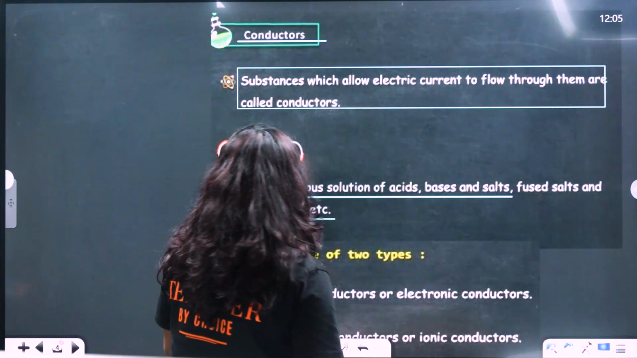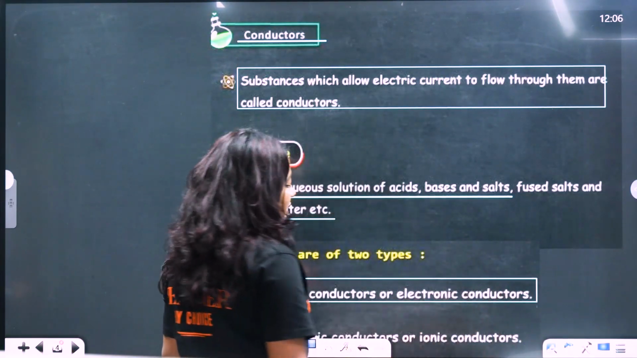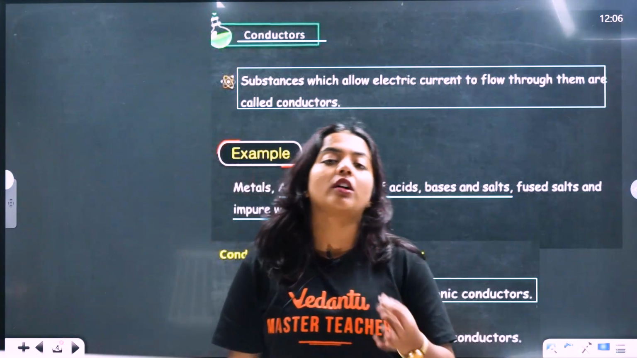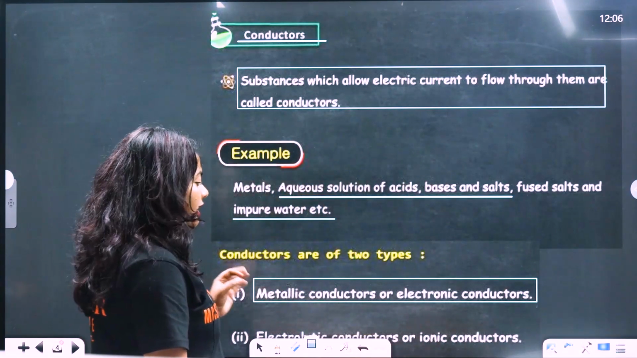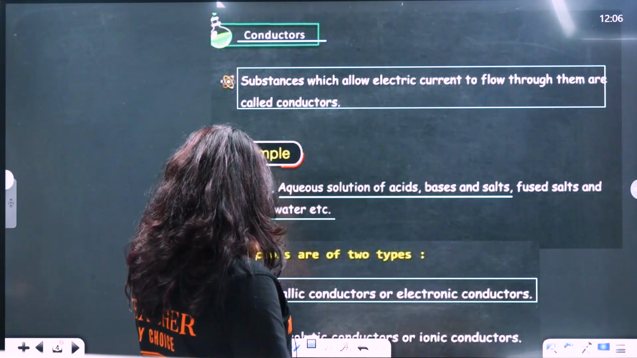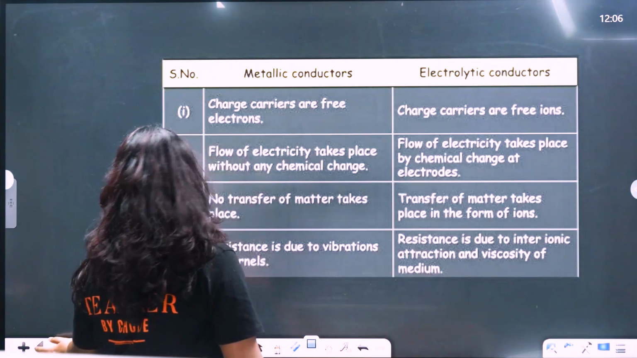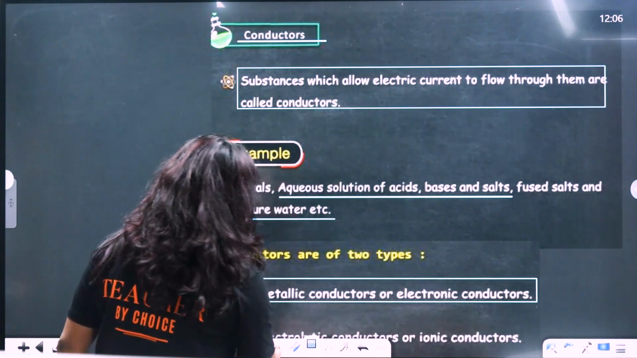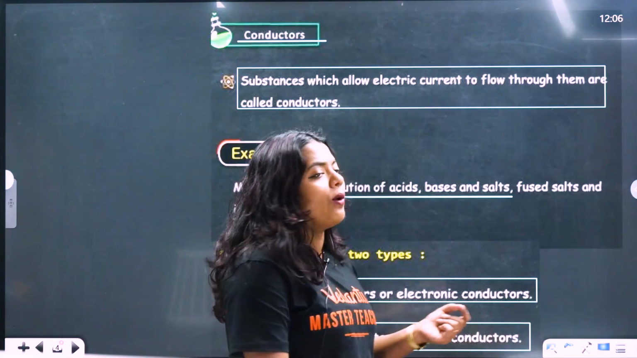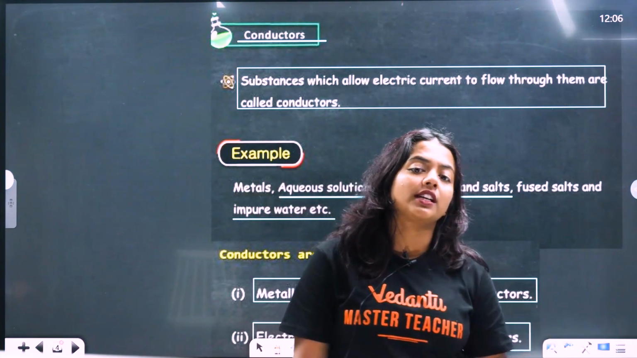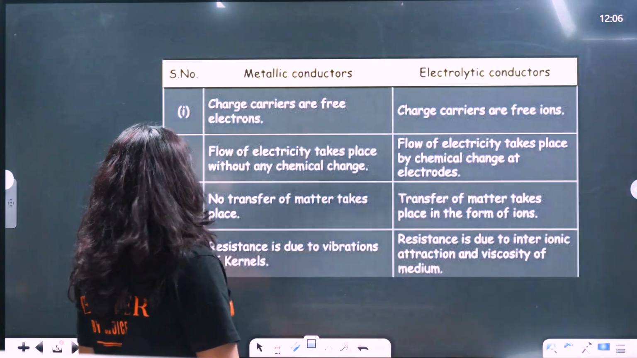Okay, conductors are of two types. First one is the metallic conductor, or we can say the electronic conductor. I'll tell you what is the difference between the metallic and the electrolytic conductors. Second one is electrolytic conductor or ionic conductor. One is an electronic conductor, one is an ionic conductor. So what is the major difference between these two?